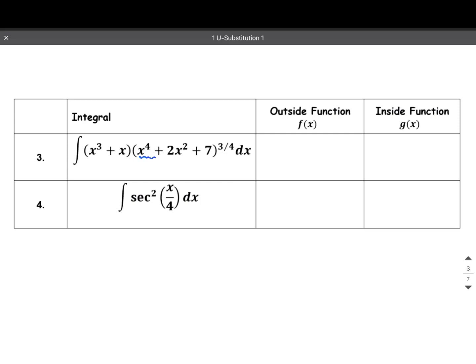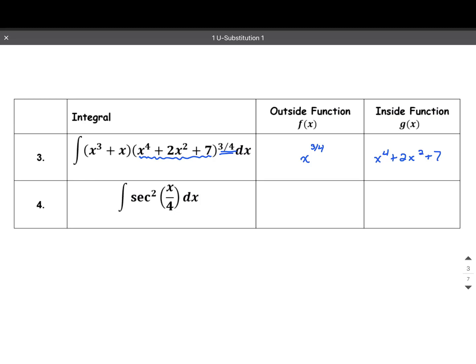Now this is a really big messy polynomial raised to an exponent. So that inside, x to the fourth plus 2x squared plus 7, is our inside. And what did we do to it? We raised it to the 3/4.